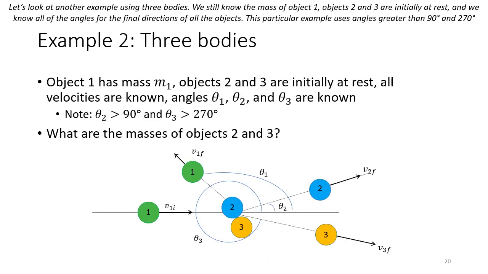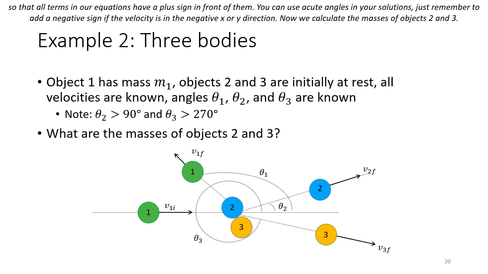Let's look at another example using three bodies. We still know the mass of Object 1, Objects 2 and 3 are initially at rest, and we know all of the angles for the final directions of all the objects. This particular example uses angles greater than 90 degrees and 270 degrees so that all terms in our equations have a plus sign in front of them. You can use acute angles in your solutions. Just remember to add a negative sign if the velocity is in the negative x or y direction. Now we calculate the masses of objects 2 and 3.